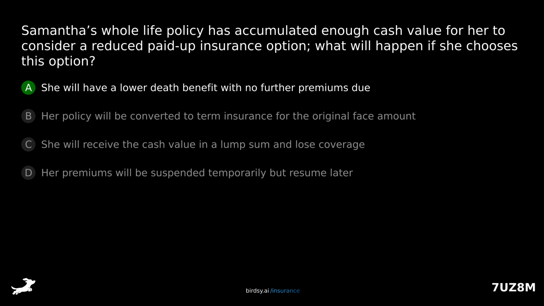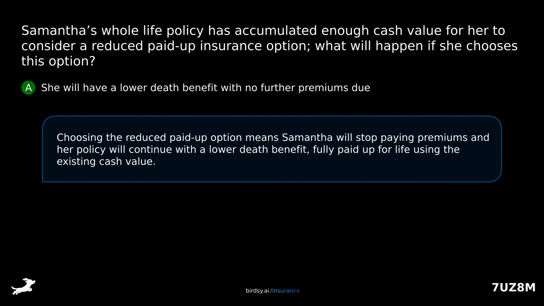The correct answer is A, she will have a lower death benefit with no further premiums due. Choosing the reduced paid-up option means Samantha will stop paying premiums and her policy will continue with a lower death benefit, fully paid up for life, using the existing cash value.